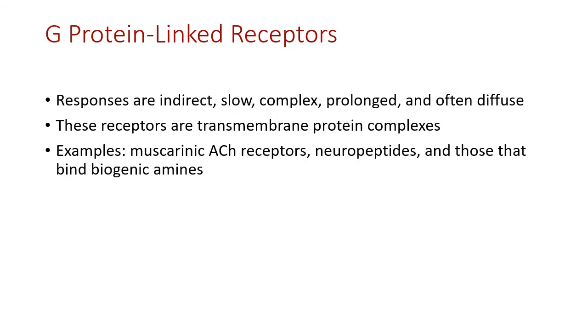G protein linked receptors are our indirect pathways. And so indirect receptors are going to typically use a G protein linked type of receptor. These are going to be a little bit slower. They're going to give us a little bit longer lasting effect in the target tissue that we're working with there.